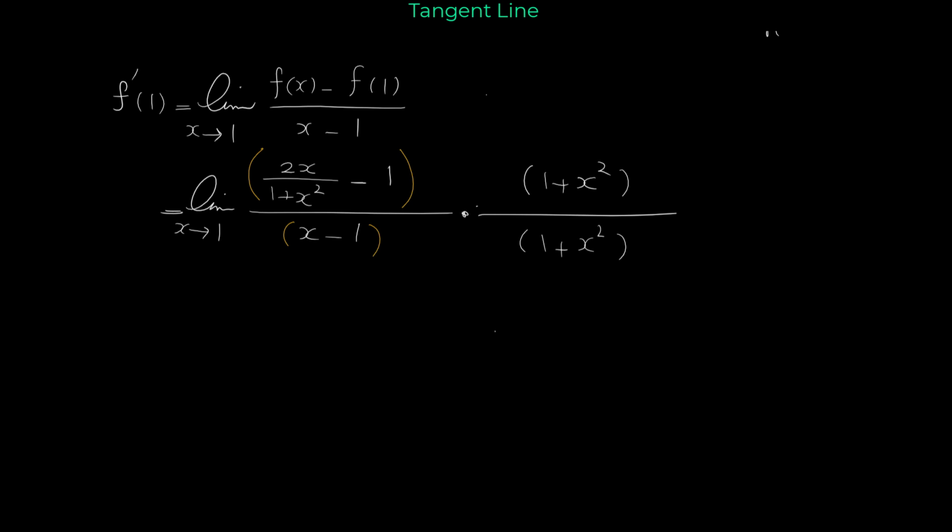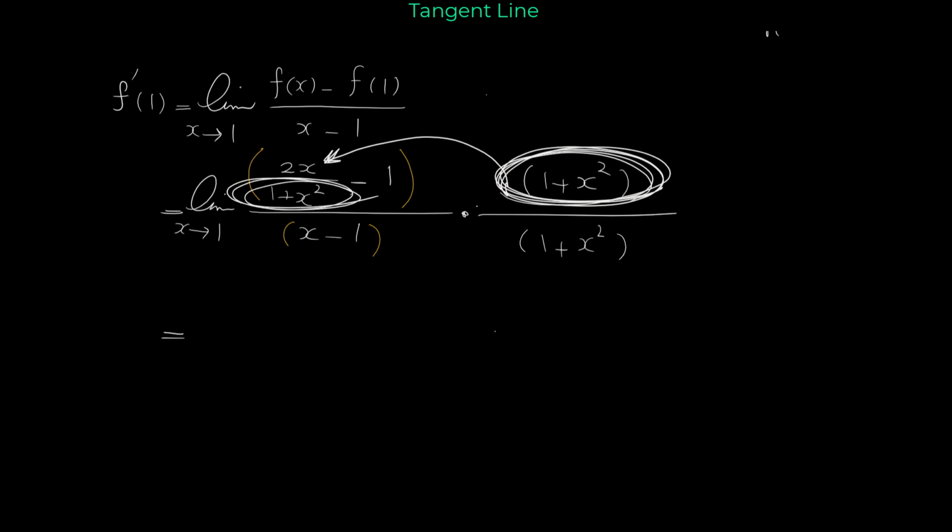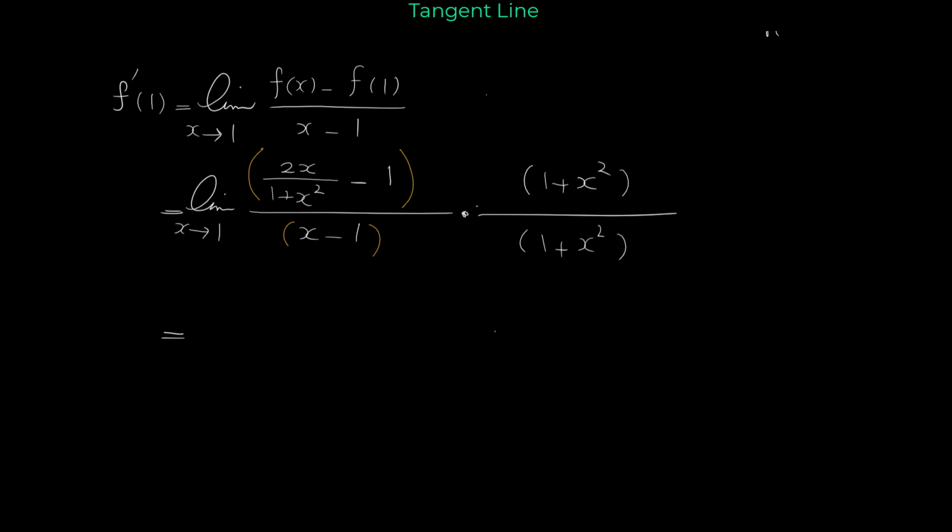Now, if we multiply this in the first expression here, 1 plus x to the 2 and 1 plus x to the 2 from denominator, they cancel each other, and so we get limit of 2x minus 1 times 1 plus x, so minus 1 plus x to the 2.